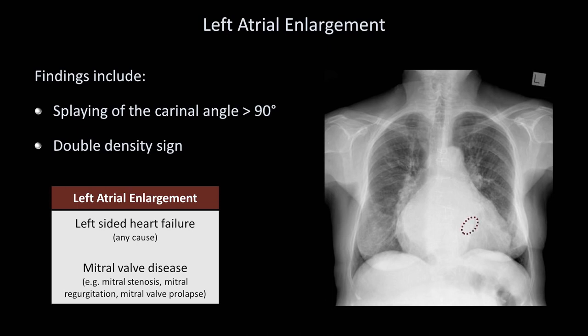It is this round structure right here. What is that? It's the ring of a mitral valve replacement. So this patient has had some form of mitral valve disease that at least contributed to the enlarged left atria.